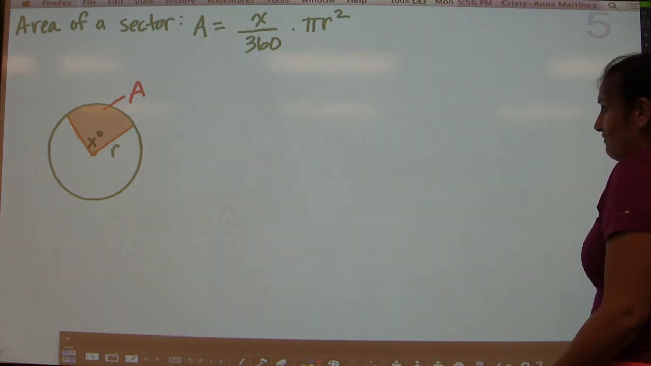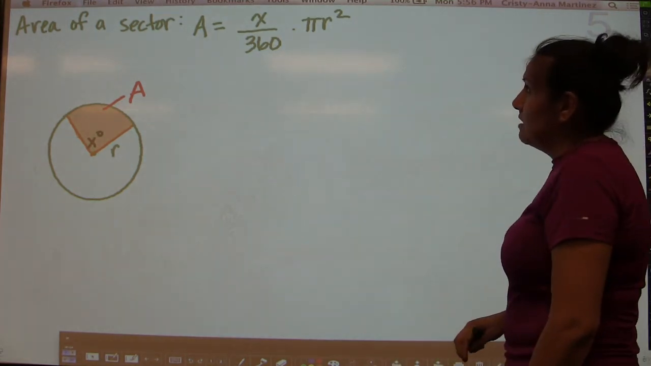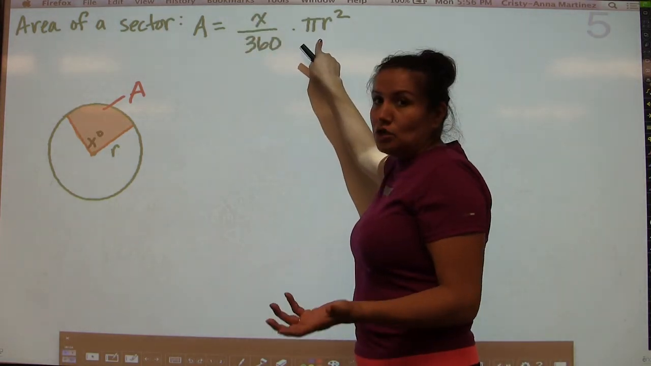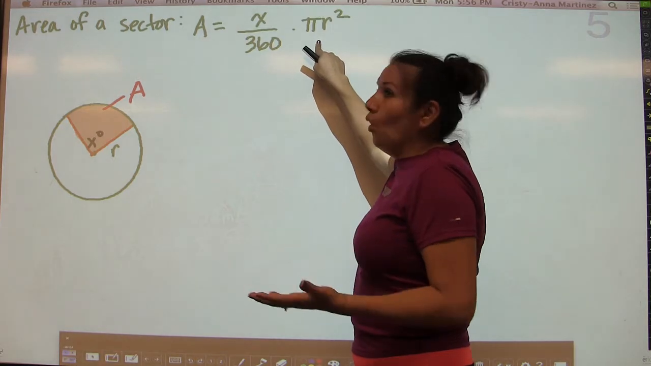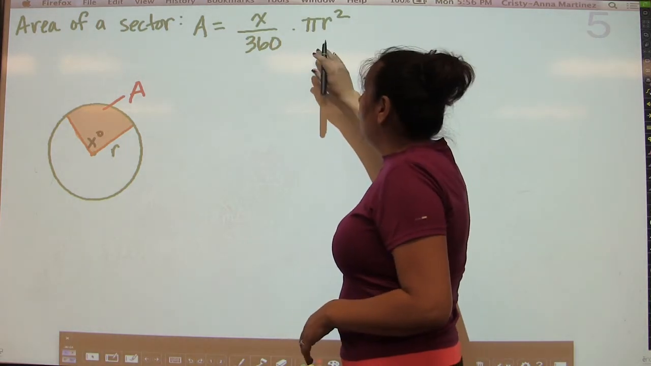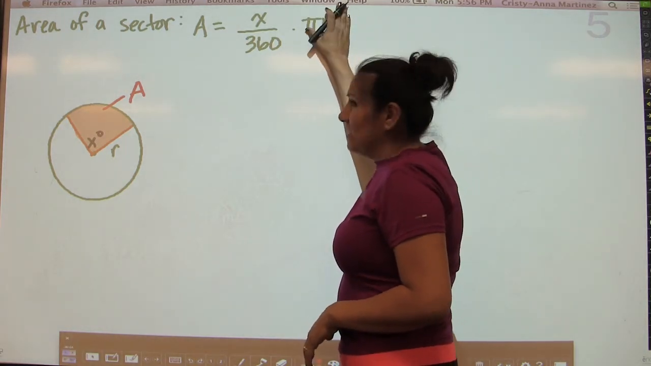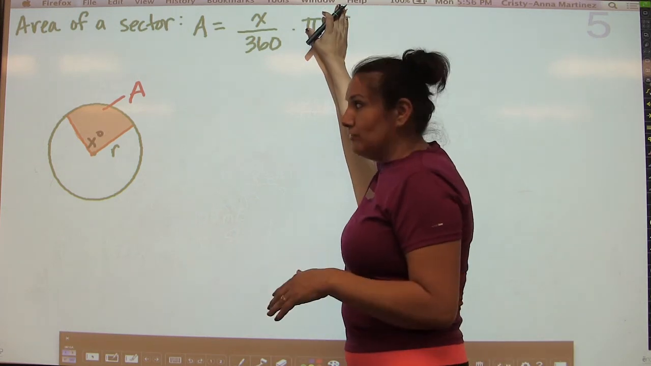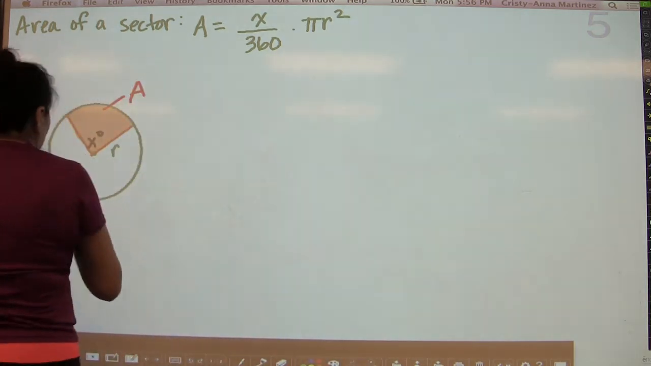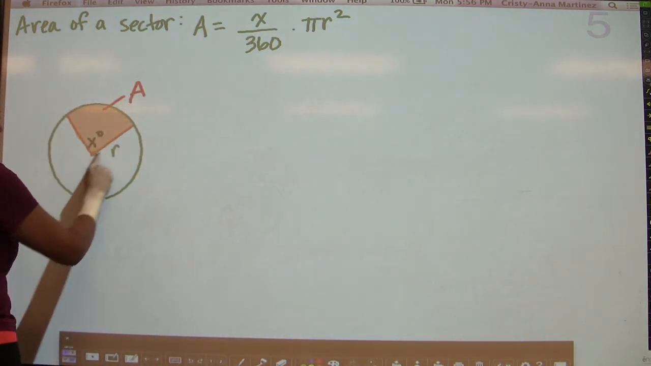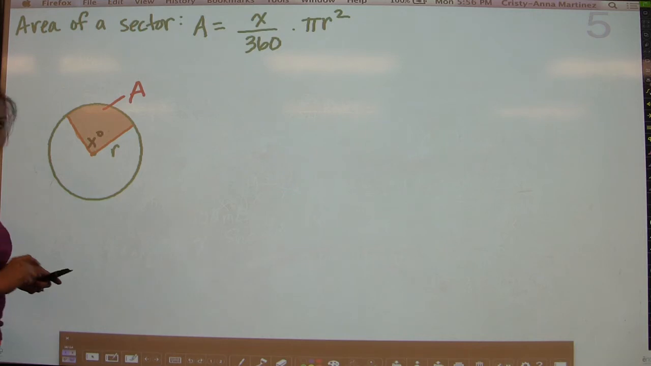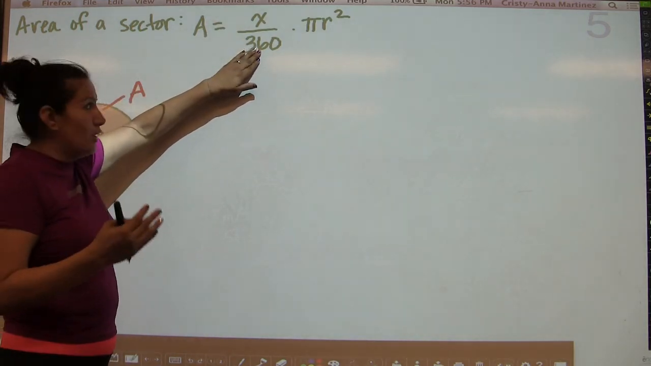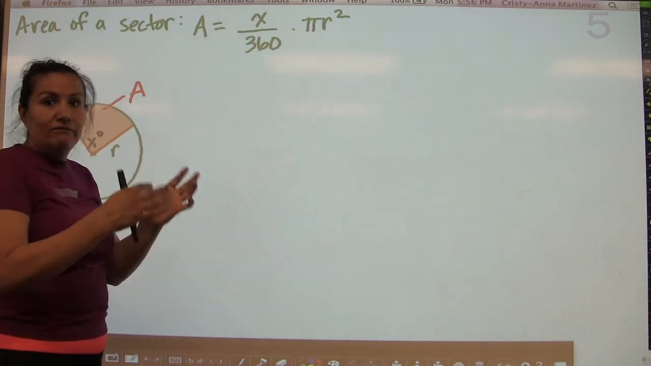Another way of looking at it, which I find a lot easier, is that this fraction right here in front of the pi r squared basically just tells you what part of the whole you want. For example, we already know that the area of the entire circle is pi r squared. What if I only wanted half the circle? Well, half the circle would be an arc, all over here, and this would be 180 degrees. So you would put 180 over 360, which is 1/2, and it would tell you half times pi r squared. It would be half the circle.